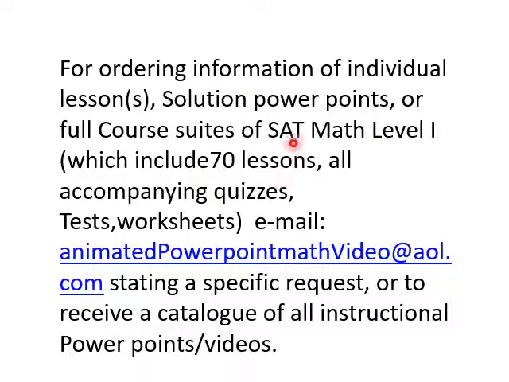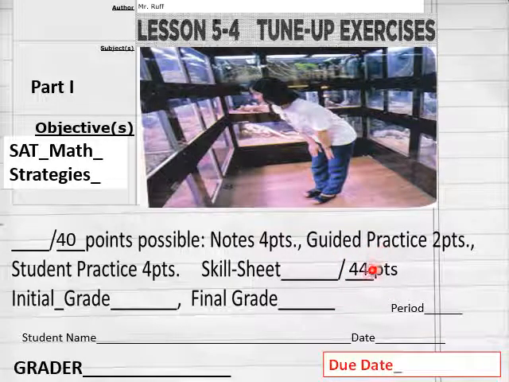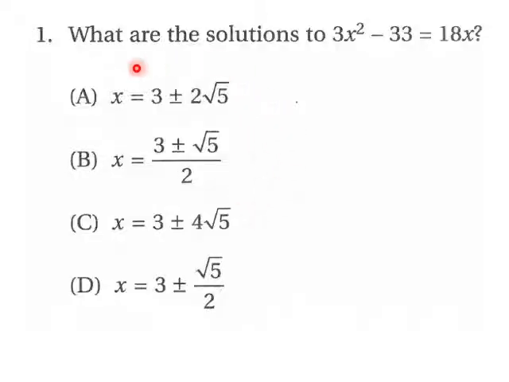Hello everybody, get ready to do lesson 5.4 Tuneup to introduce it to students of SAT Math Level 1. So we got 44 points here. We had 44 points in our skill sheet for the lesson. For the Tuneup, we got 40 points possible for 5.4 Tuneup.